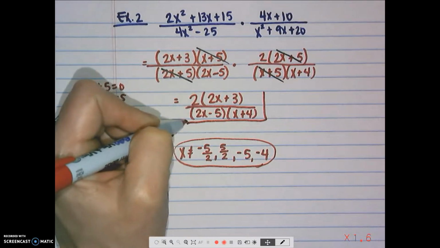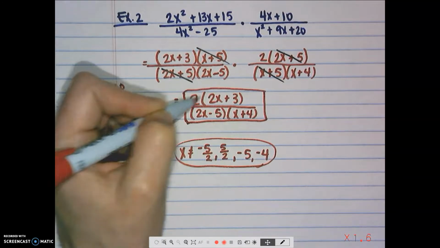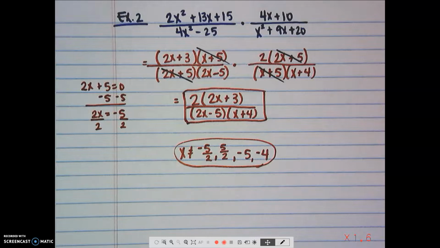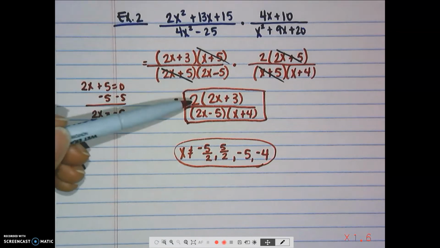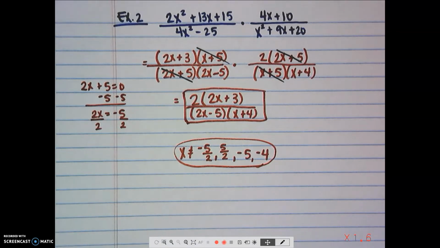You could distribute that 2 into the numerator if you wanted, but that's just another place to make a mistake and potentially lose points. You will get full credit for this answer here. So you need the simplified answer and the restrictions. Remember, factor, write restrictions, cancel pieces out, and then you can multiply monomials. And again, that means that if you have 2 different monomials, multiply them. But we don't have that here. And that's it.